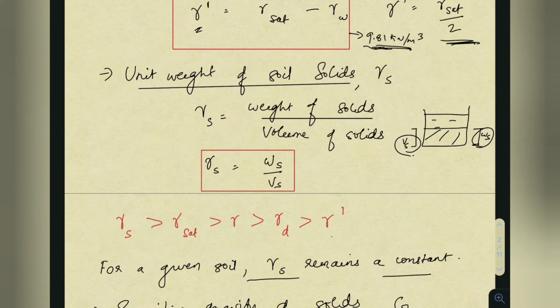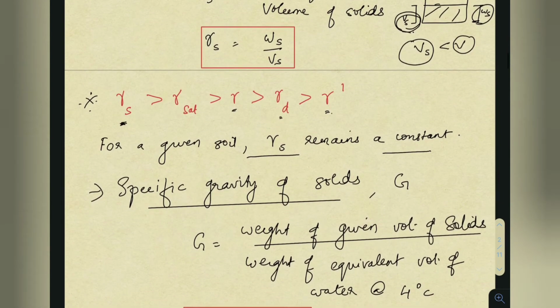This will be more than the other unit weights, because Vs is lesser than V. If the denominator is larger, then the total value will be smaller, right? Therefore gamma S will be more than other unit weights. So we will have gamma S as the maximum value. After that comes gamma saturated, because the full water fills the voids. After that we'll have partially filled water, then after that it will be the dry state, and the last one will be the submerged state. So this order is very important, usually asked for exams. Then for a given soil, gamma saturated is a constant.